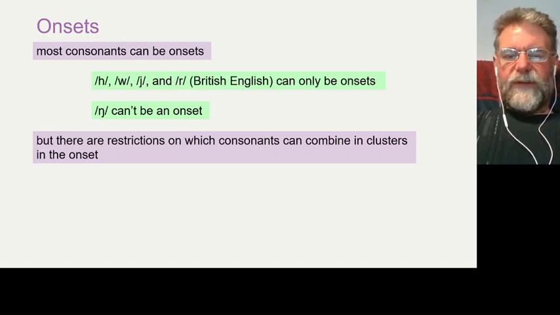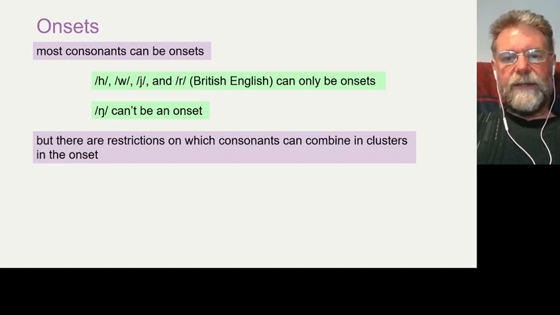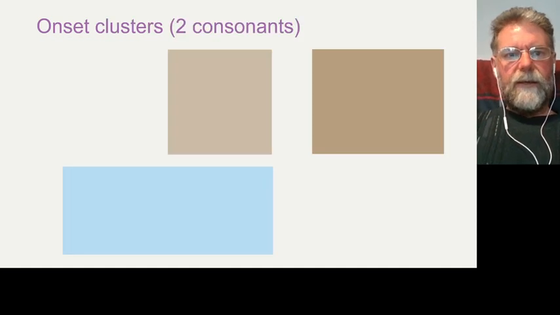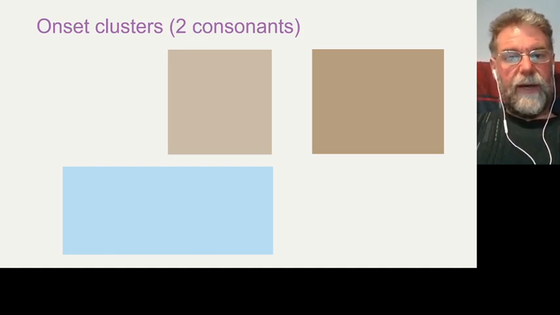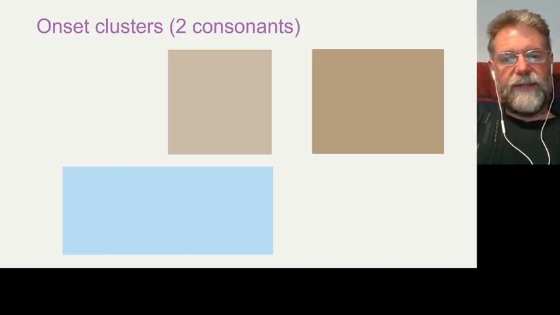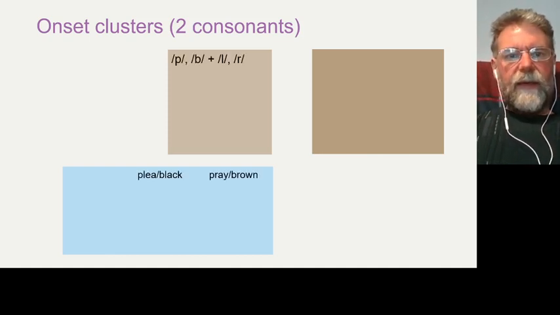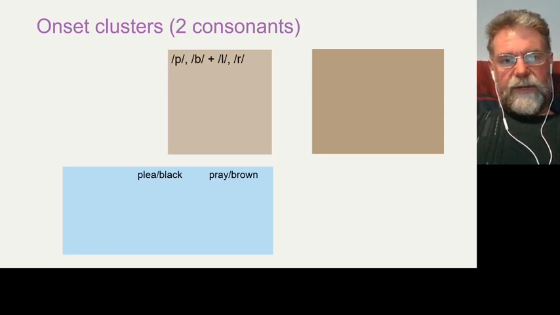But there are even more restrictions than just that when we start looking at what can be actually combined in a cluster of consonants in the onset. And this is a little bit more involved, as we'll see. Okay, let's first of all start by considering what kinds of consonants can be combined in an onset cluster. First of all, starting with two consonants. The first thing we'll do, we'll do this kind of systematically.